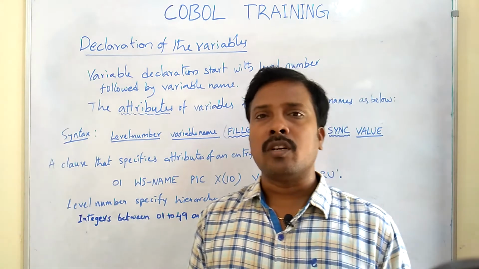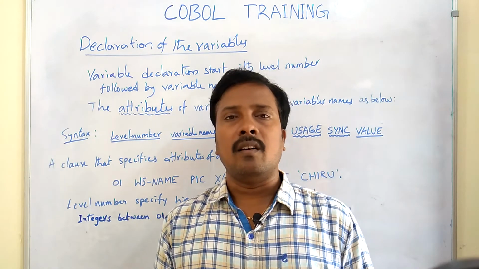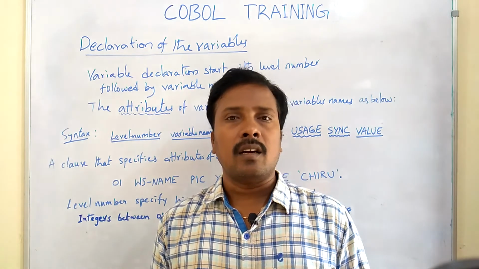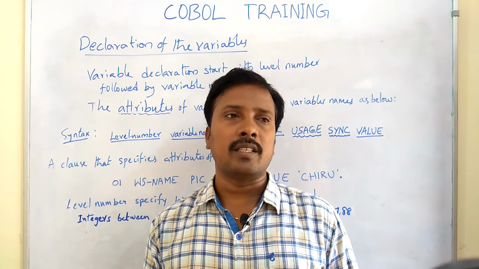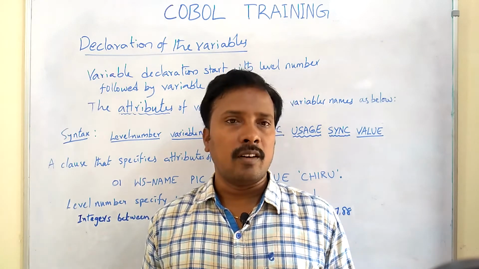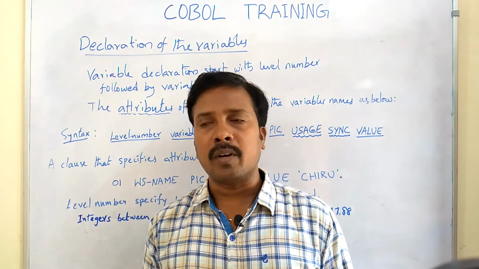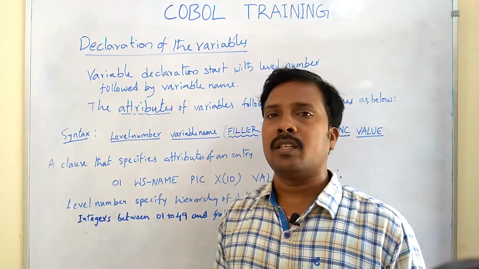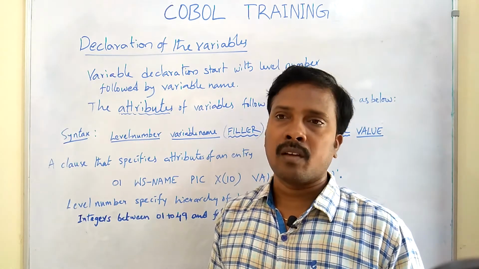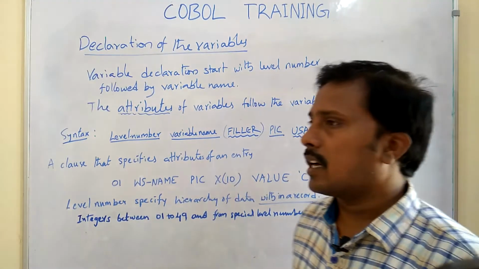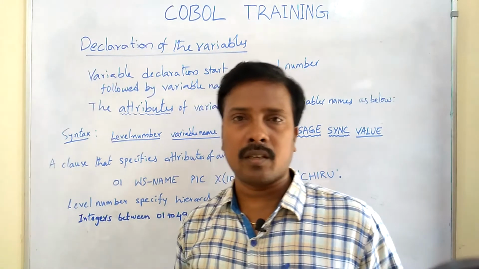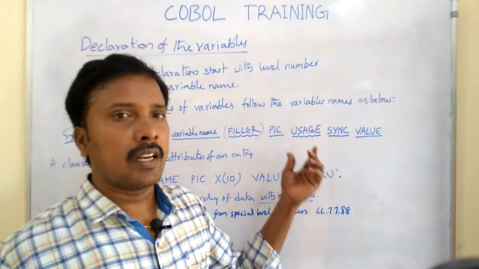So now we'll see what variable declaration is in COBOL. Like in any other programming language, we have variable declaration, except Python, where we need not declare a variable, we can use it directly. But here we need to declare which variable we are using before using that variable. The variable declaration starts with a level number. We'll see the attributes of variables while declaring the variable.